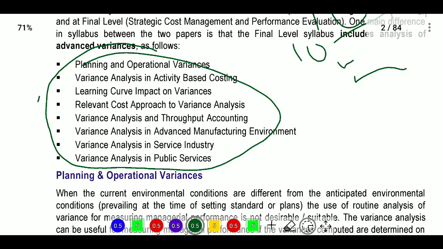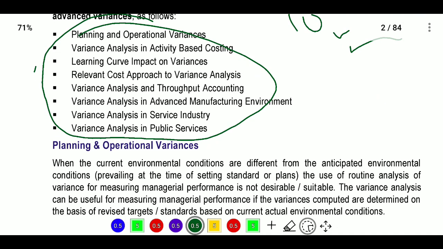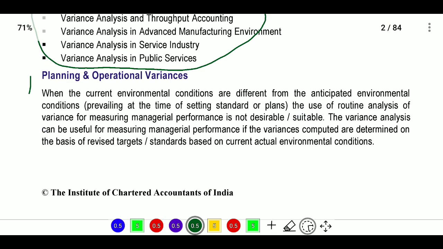At the end you will take only some time. Next, variance analysis and throughput accounting, variance analysis in advanced manufacturing environment, variance analysis in service industry, variance analysis in public services. This is the case. Next, planning and operational variances. Firstly, we have planning and operational variances. These are all advanced variances.